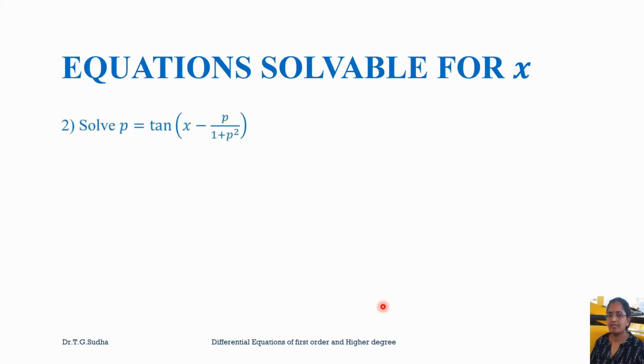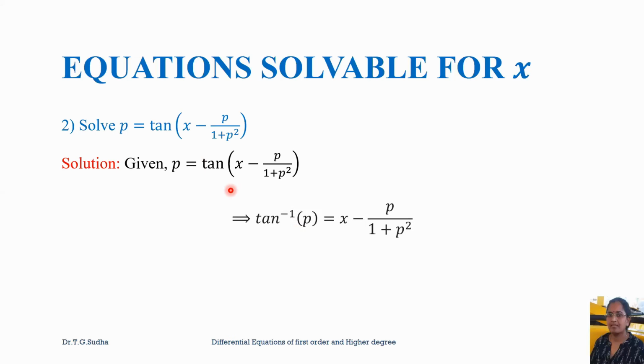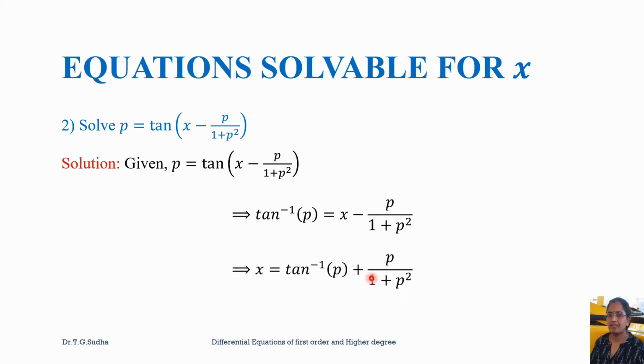Now let us solve one more example. Solve p is equal to tan of (x minus p by 1 plus p square). So this is the given expression. Now we need to express this as x equal to a function of y and p. So let us take tan inverse. So we get tan inverse of p equal to x minus p by 1 plus p square. Now let us shift this term to the other side and we get x equal to tan inverse p plus p by 1 plus p square. So this is the first step of the solution.